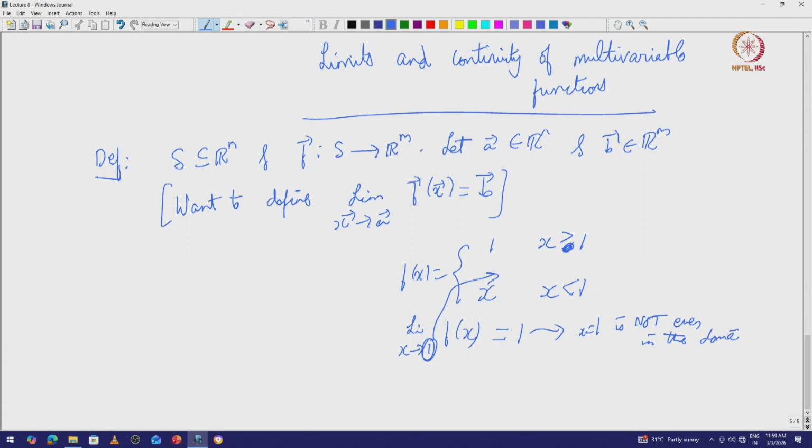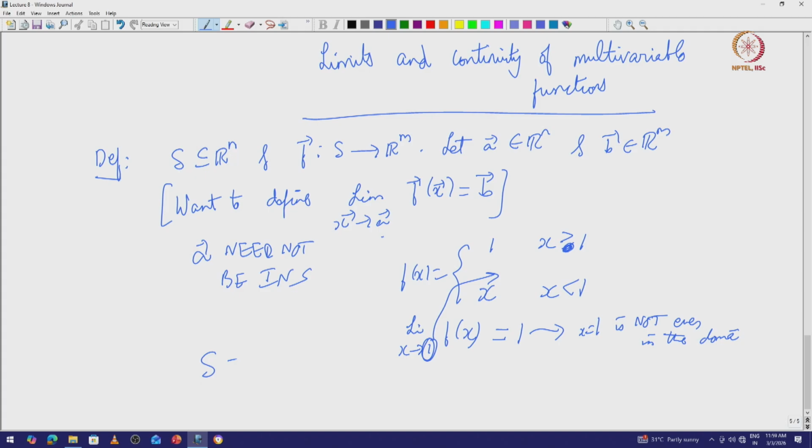So it's not important for A to be in the domain. A need not be in S. This raises a very subtle problem though, that you may not have seen in your one variable calculus course, but even in one variable calculus.